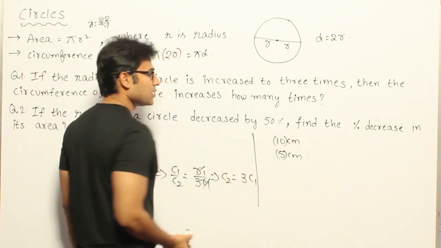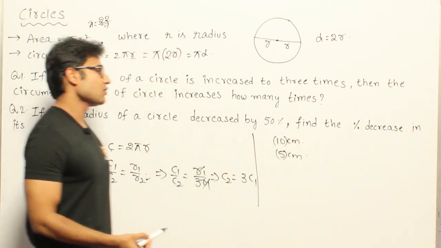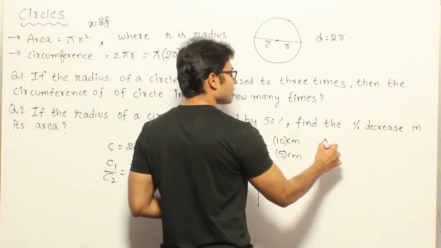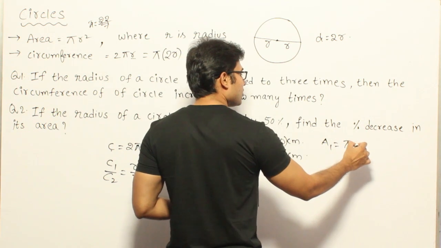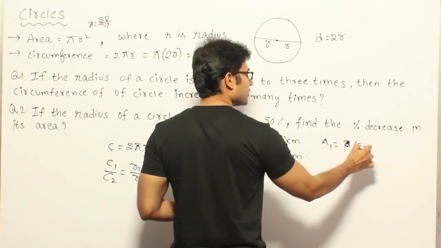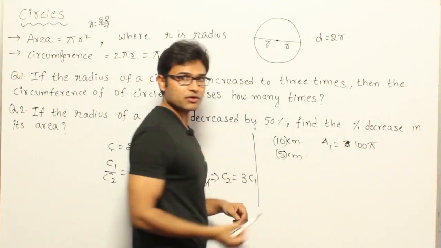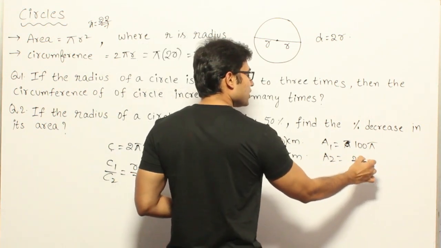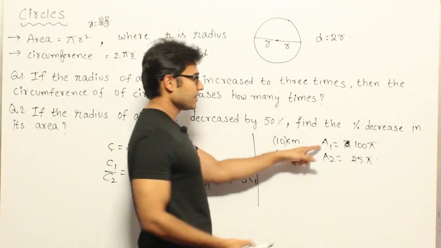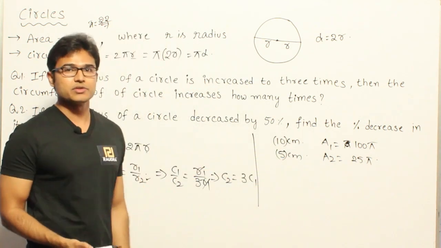Now let's try to find out the area with this 10 centimeters. So what is it? A1 is equal to pi r square, which means 100 pi, isn't it? You can leave it as 100 pi, anyway the pi's are going to get cancelled away. Then what about A2? A2 equals 25 pi. Therefore the area has definitely reduced. How much did it reduce?